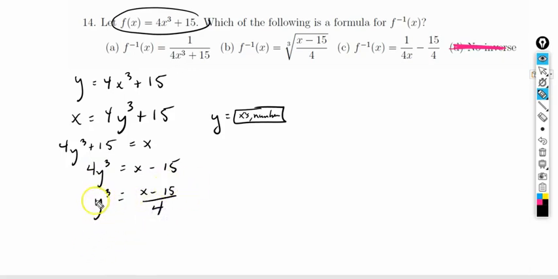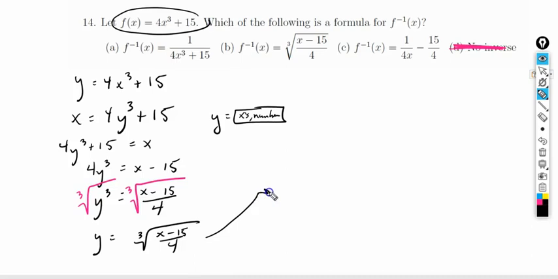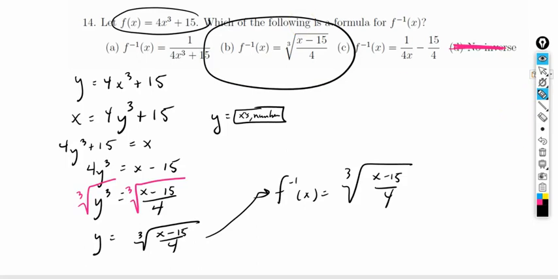And now I do not have y by itself. I have y cubed. To get y by itself, I'm going to need to take cubed roots of both sides. When you take an odd root of both sides, you only get one possibility. When you take even roots, like a square root, you get plus or minus. But now the cubed root of y cubed is just y. And once I have solved for y, once I have y by itself on the left-hand side, I'm done. I replace y with f inverse. And so my answer is B.